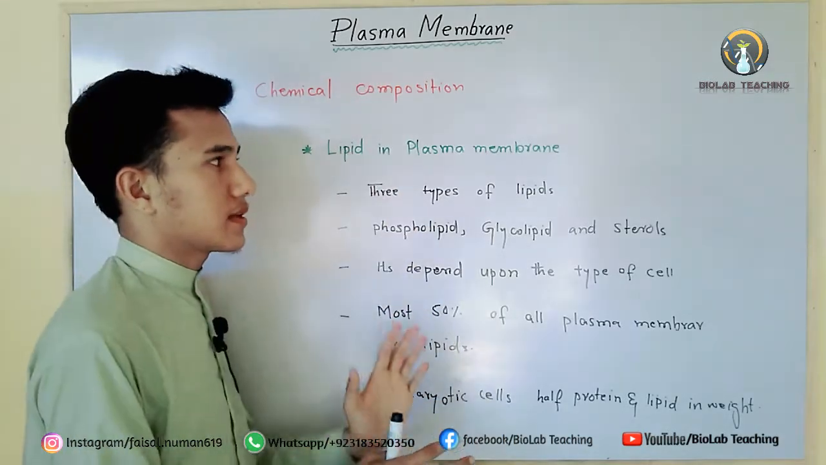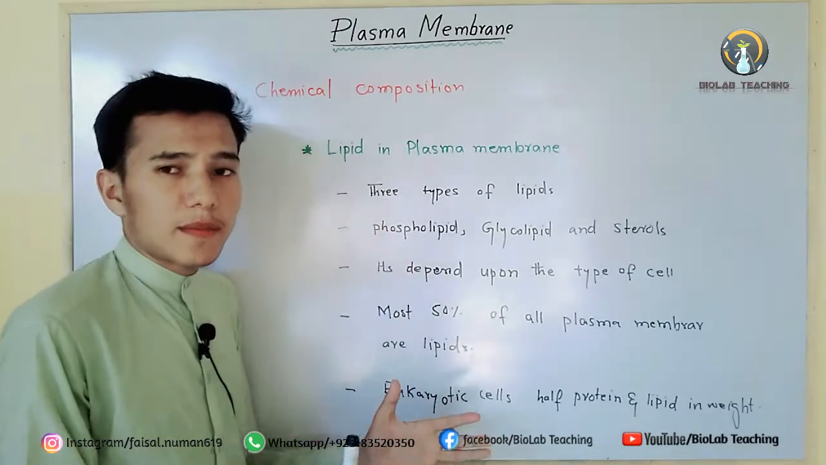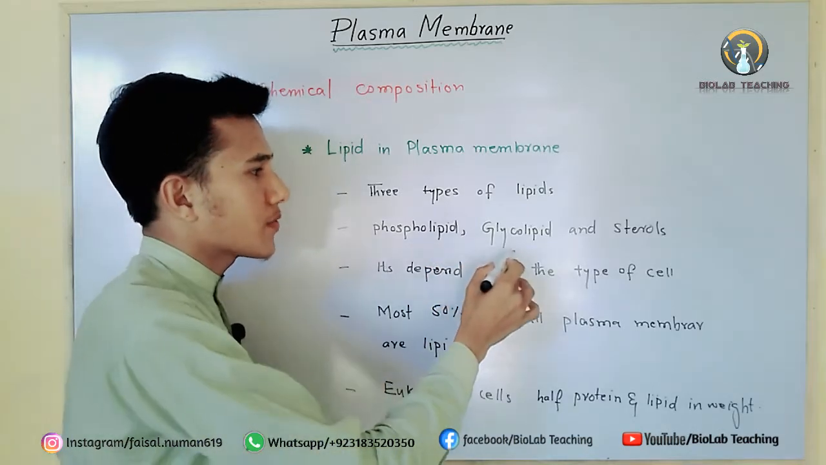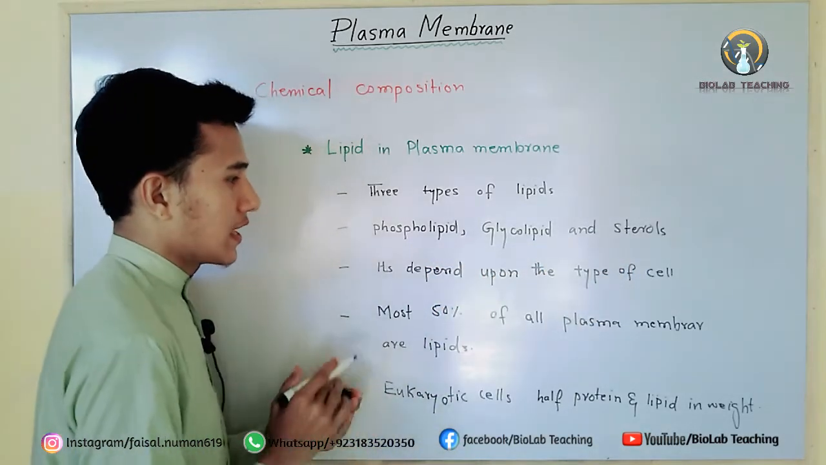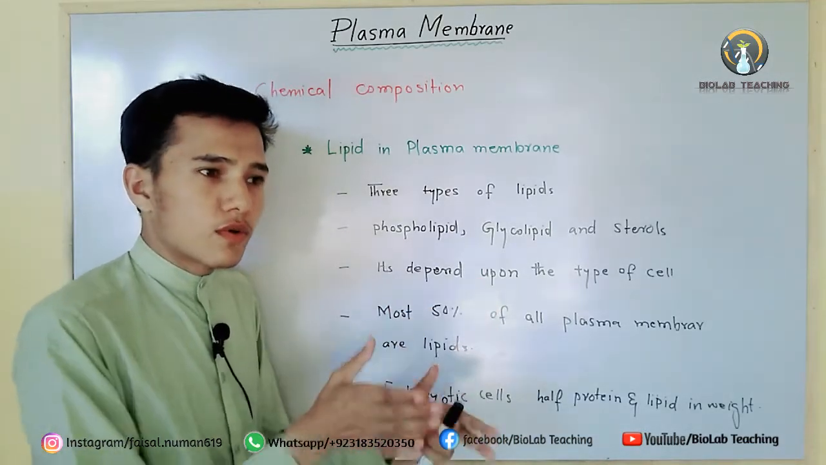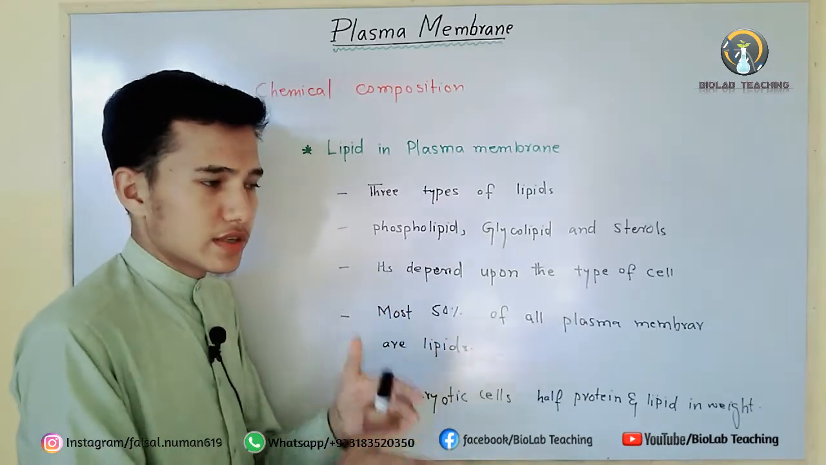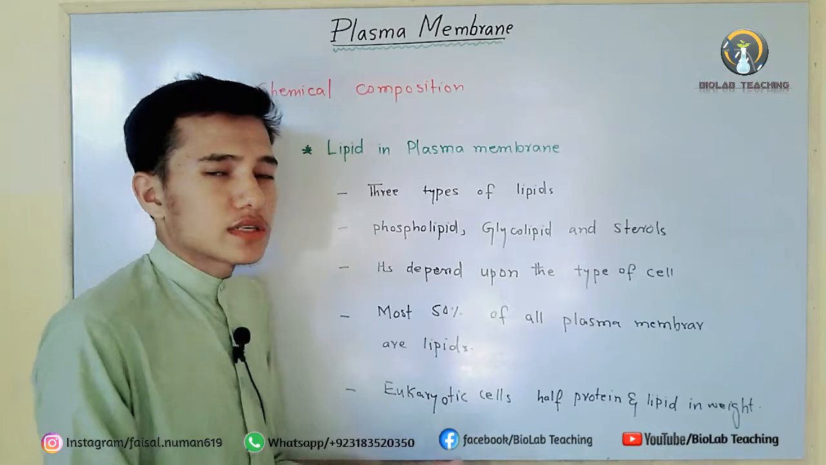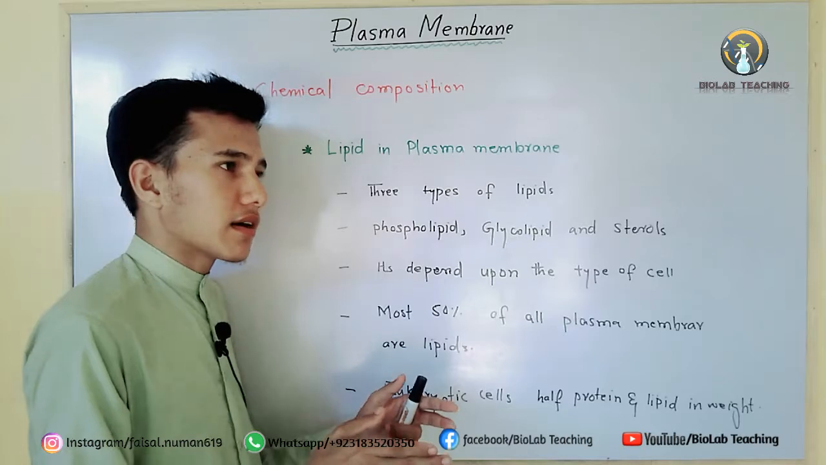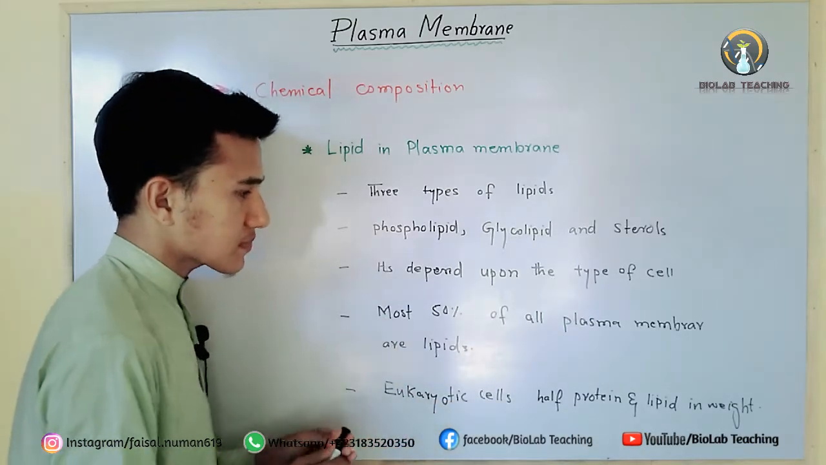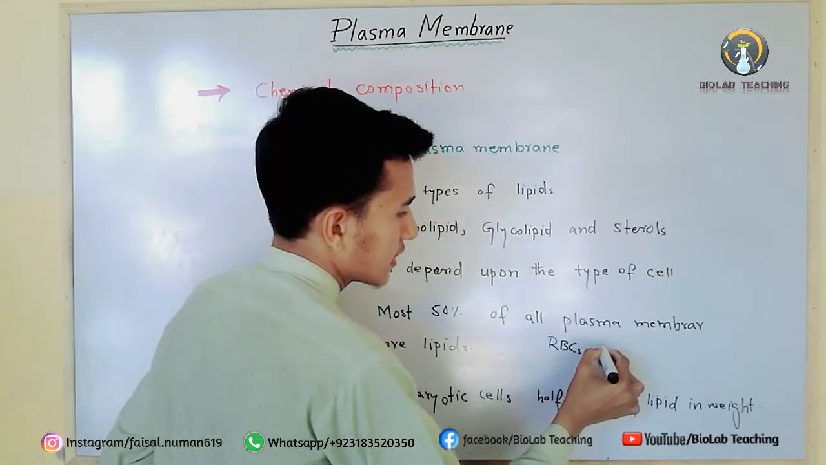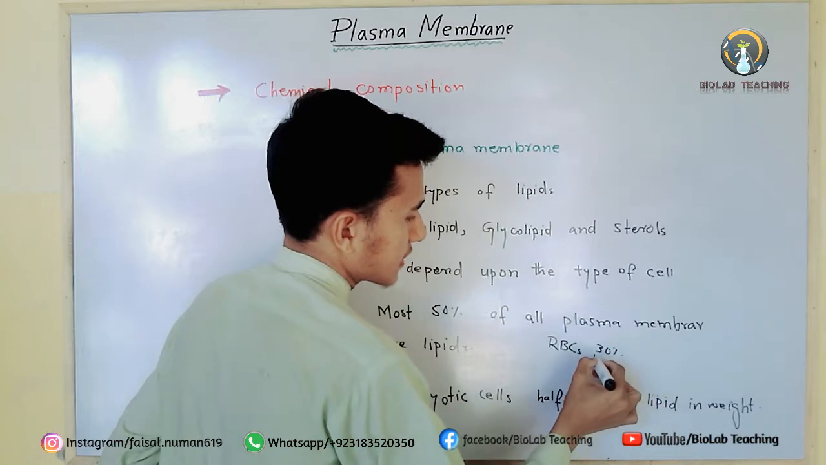The lipid present in a plasma membrane: there are three types of lipid, the first is phospholipid, then glycolipid, and also sterols, depending upon the type of the cells. In some cells there is more lipid and in some cells less, but mostly 50% of the plasma membrane is made of lipid. In a human RBC, 30% is lipid.